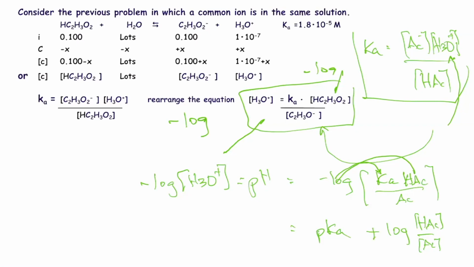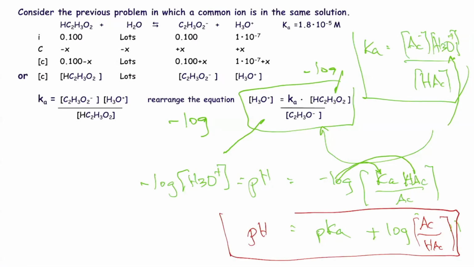And when you make that a positive, we switch these two right here. When we switch those two, this is what happens, because we change the sign. Please keep that in mind. Now that becomes the conjugate base on top and the acid on the bottom. And guess what that equation is? This is called the Henderson-Hasselbalch equation.